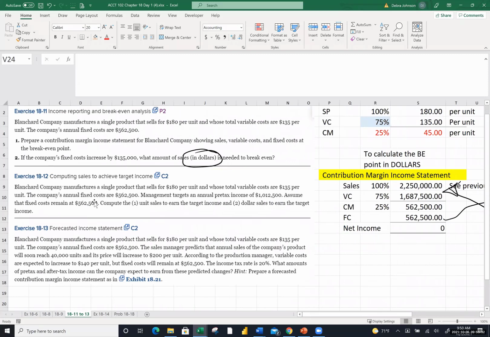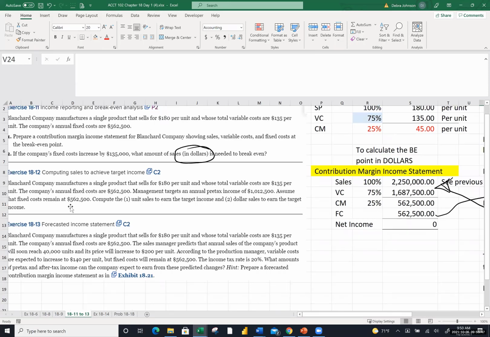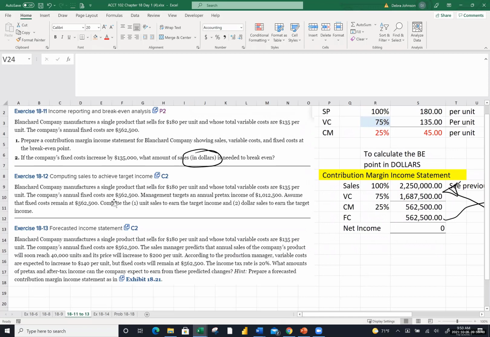Okay, let's keep looking, because most companies are not interested in simply breaking even. They need to feed the family. They need to go home and take money out of their company to do that. So let's keep reading. It says Blanchard Company, that same company that we've been dealing with, sells a product for 180, variable costs are 135, nothing's changed. Fixed costs haven't changed.